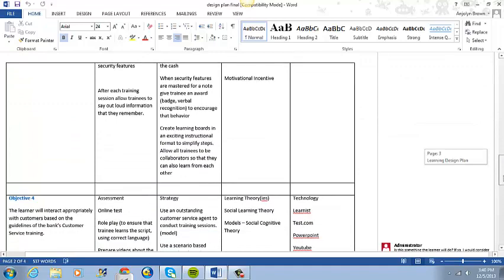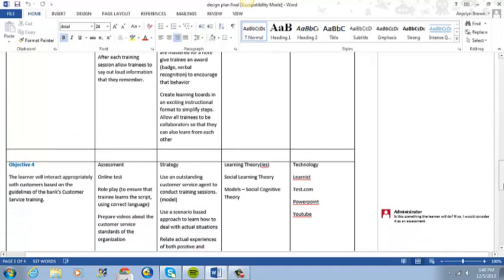And the final objective, number 4, that the learner will interact appropriately with customers based on the guidelines of the bank's customer service training manual. So basically, objective number 4 is just customer service training. It will be in an instructional format as well, where the lectures will be performed by an outstanding customer service agent. So that person will be a model.